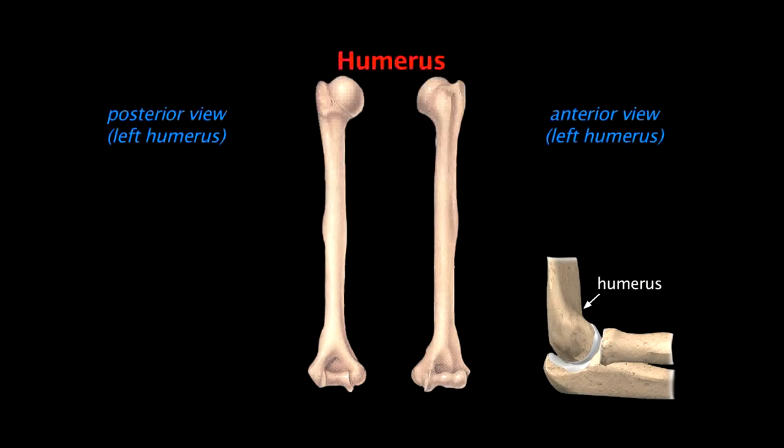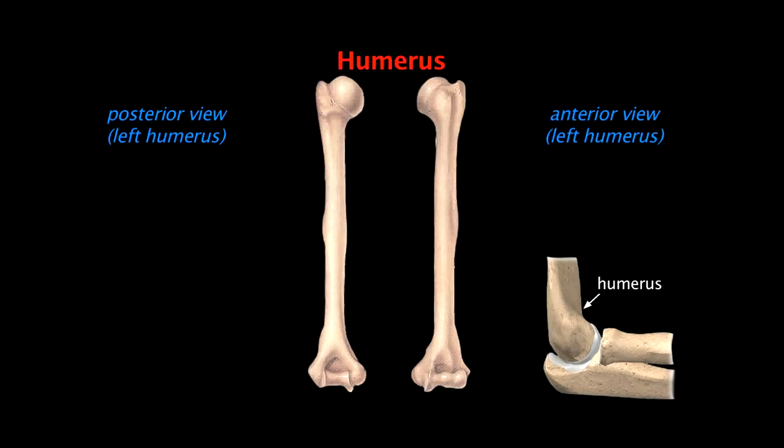On the posterior surface, there's a large, obvious depression called the olecranon fossa. This allows for the full extension of the elbow. On the anterior surface, there are two smaller depressions. Laterally is the radial fossa, which accommodates the head of the radius during flexion, and medially is the coronoid fossa that receives a process of the ulna during flexion.